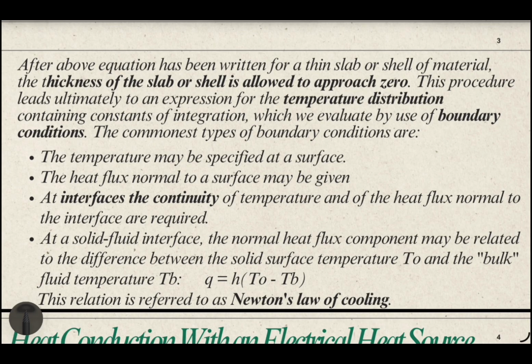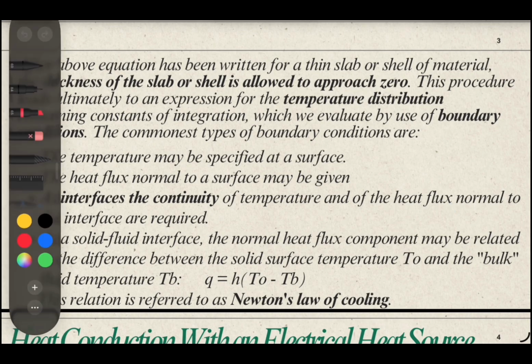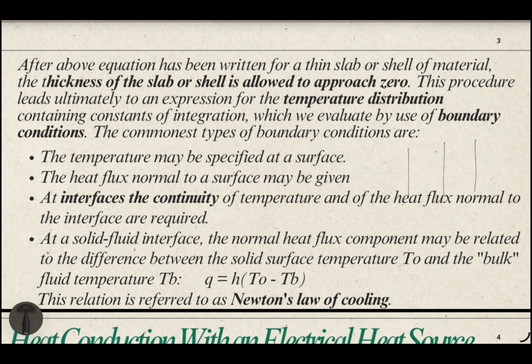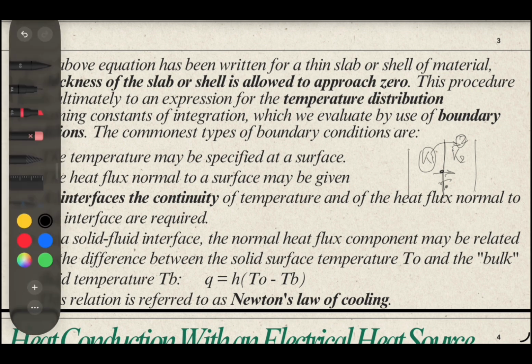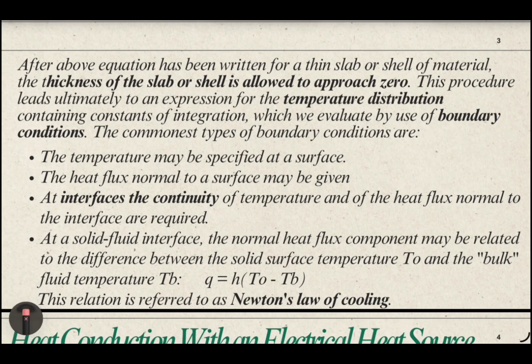Like in the case of a composite wall, if I draw it, this is a composite wire, this is K1, this is K2. Whatever flux is coming out of the first surface and going into the second surface, at the interface that would be equal. Similarly, whatever the temperature is, here T0, at the interface for both of the materials the temperature would be the same. So this is nothing but the third boundary condition. The fourth boundary condition is that we can find the temperature by using Newton's law of cooling.